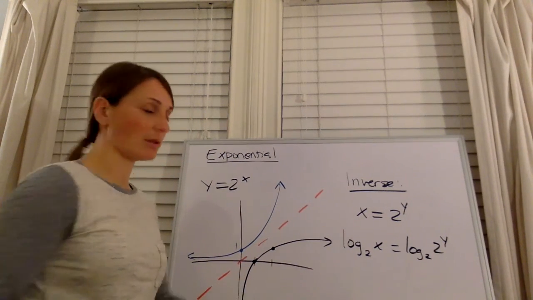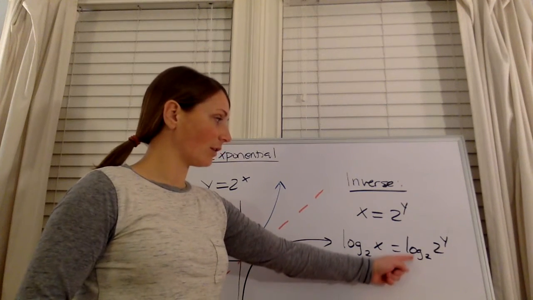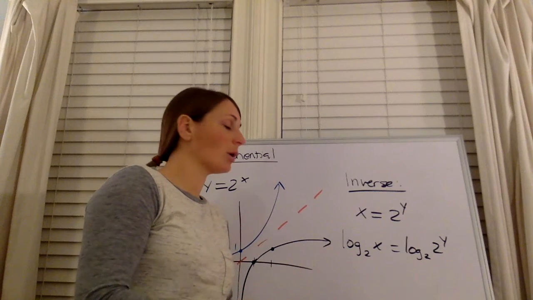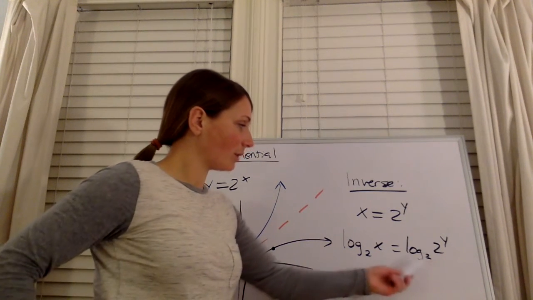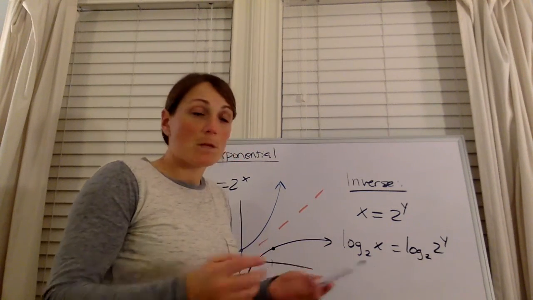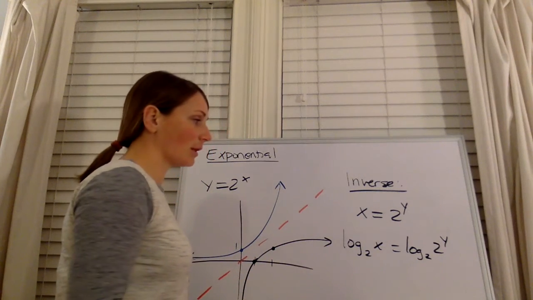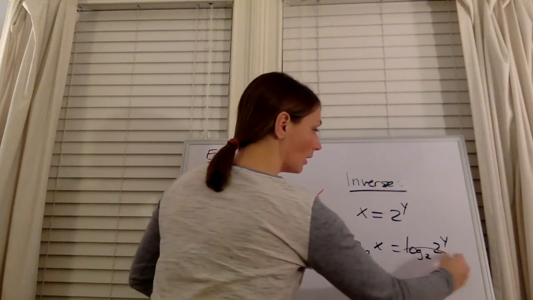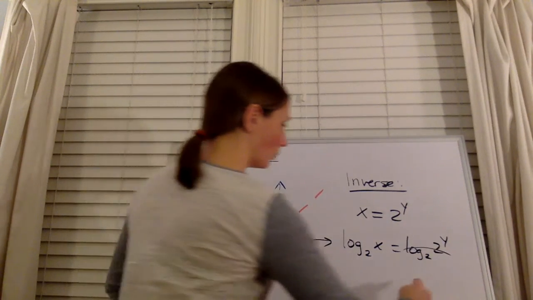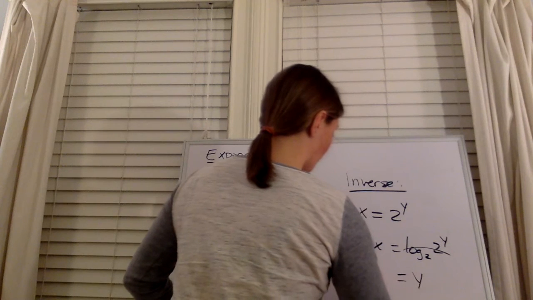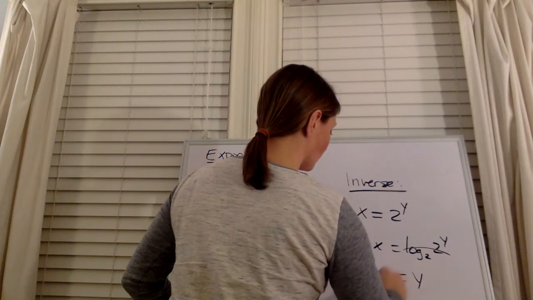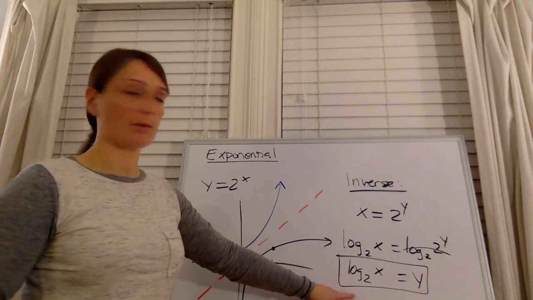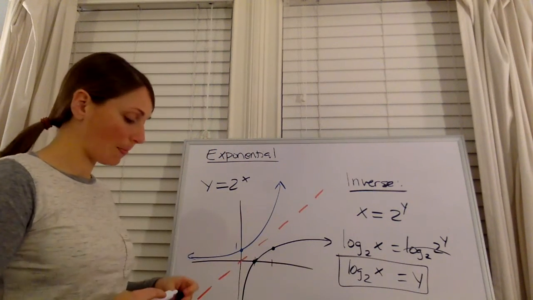And then what happens on the right side of the equation is I've got the log base 2 of 2 to the y. And if you remember, what happens when you take the log base 2 of 2 to the y, those are two operations that are inverses and they cancel each other away. So I really just get y equals the log base 2 of x. And this is the inverse of 2 to the x.